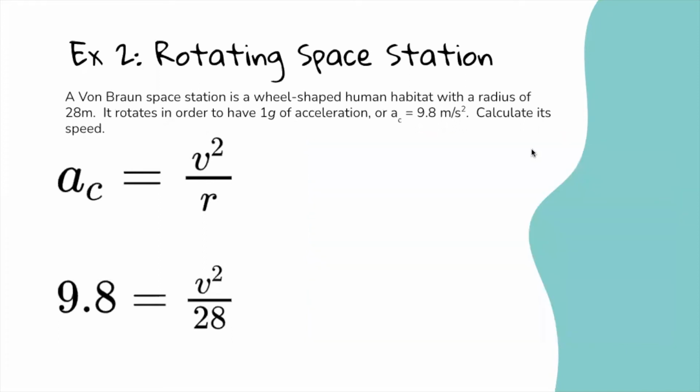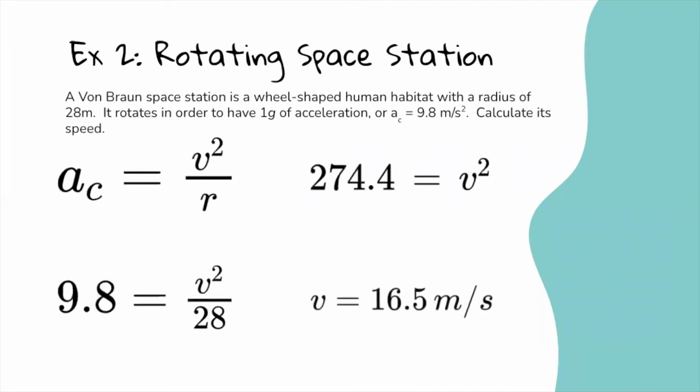So let's say I take my 9.8, I'm going to multiply by 28, move it to the other side, and square root everything to get the speed. So if you said A, 16.5 meters per second, you'd be correct.